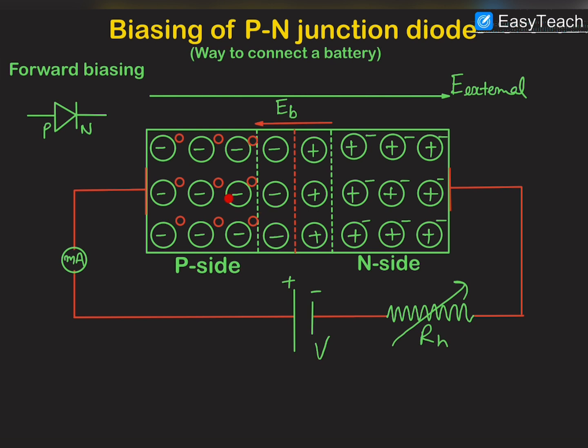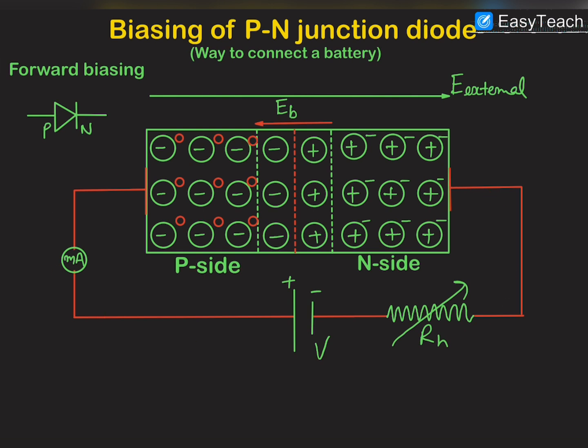Okay, so first of all, in forward biasing, the external electric field opposes the barrier electric field, and the external voltage also opposes the barrier voltage. So we can say that the net voltage in the depletion region decreases, and the net electric field in the depletion region decreases. So the width of the depletion region decreases because majority charge carriers are pushed towards the junction, so this width decreases.